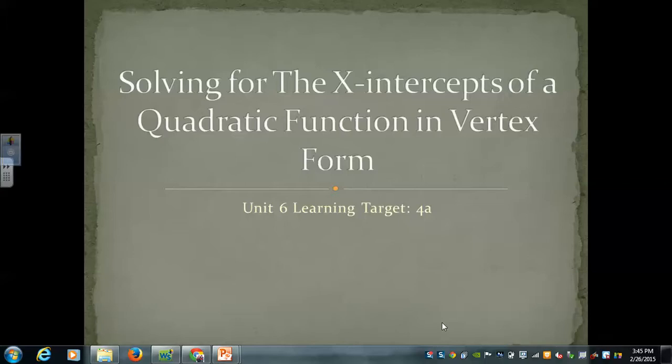All right. Our lesson today is on solving for the x-intercepts of a quadratic function in vertex form. For our current unit, this is learning target 4A. Now the good news about this is that we have spent a lot of time doing this exact type of problem throughout the year, right? So the majority of this lesson, if not all of this lesson, will be review for many of you.